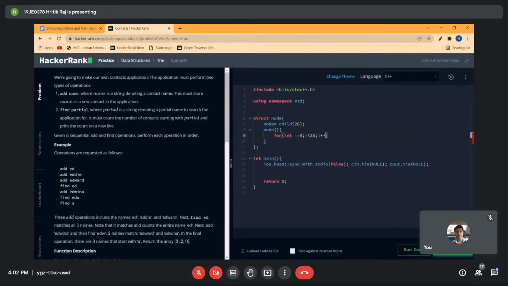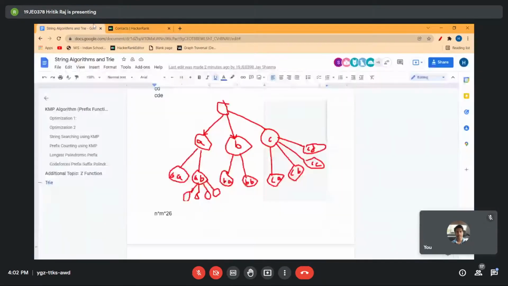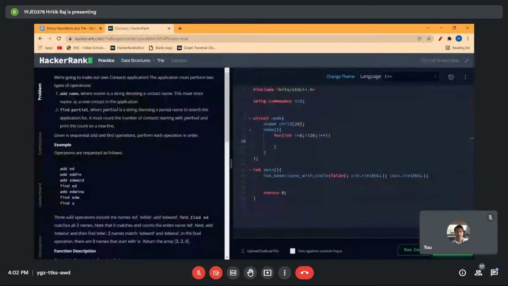At the beginning, if any node is formed, we know that it does not have any children. Like if suppose D is there, when we form that D, there are no children because we have not added any string starting with the prefix D. So in that case, we simply denote it with a null pointer.